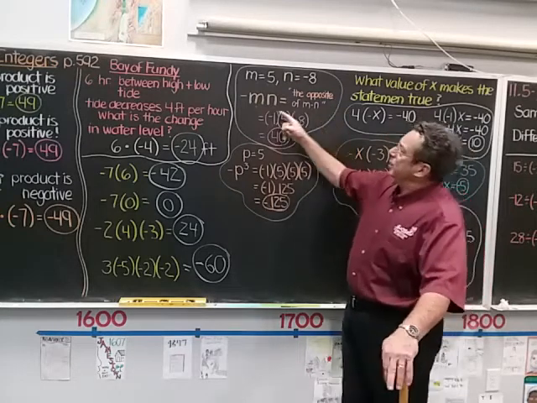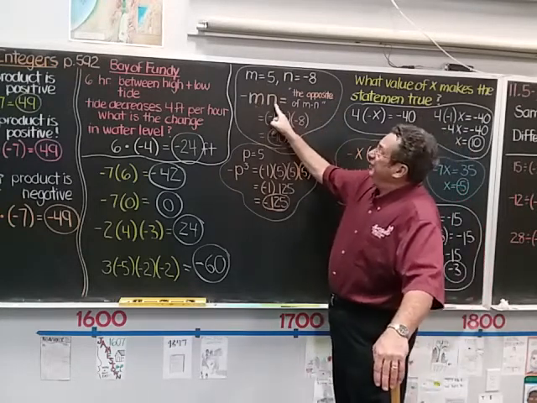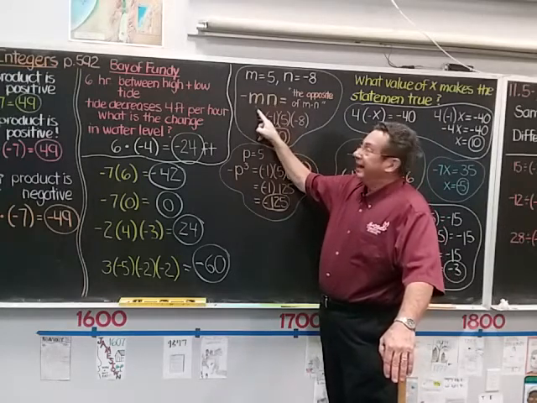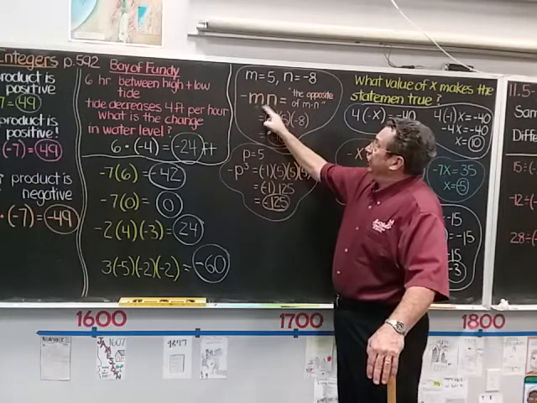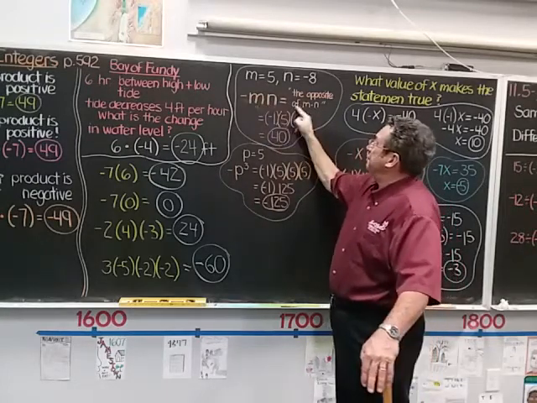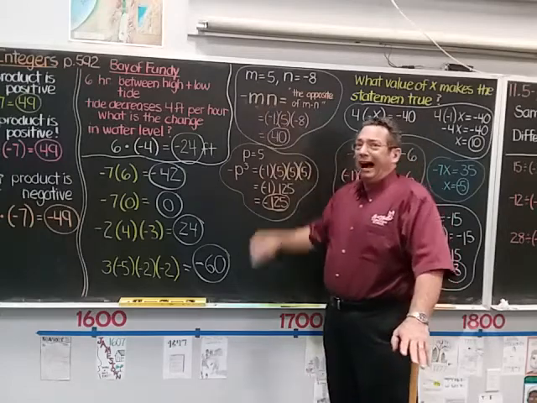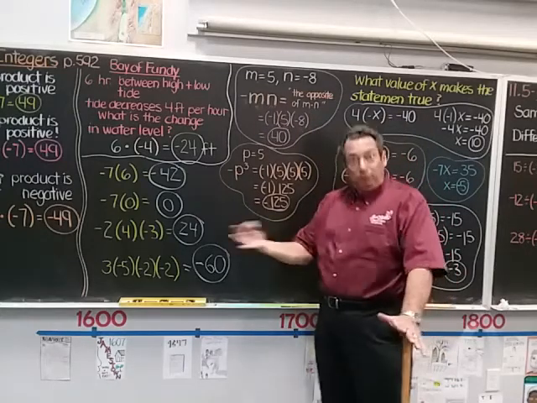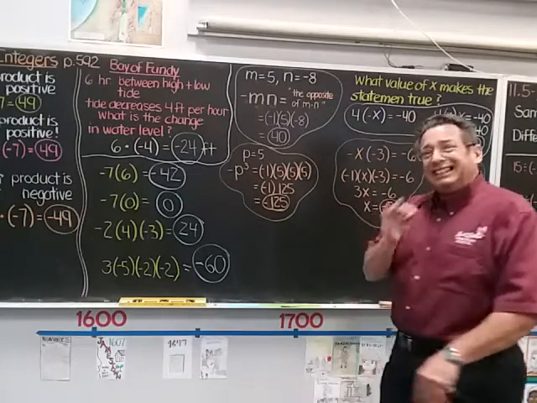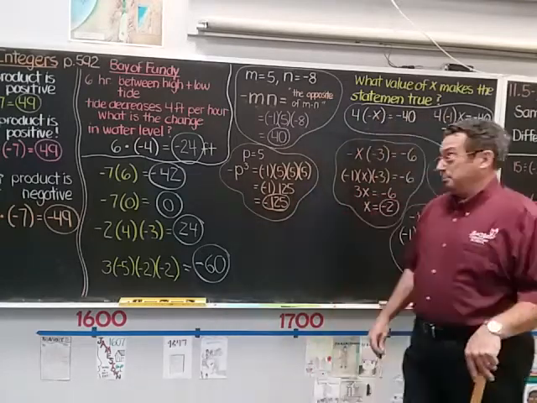So let's try it this way. If I multiply 5 times negative 8, I get negative 40, right? Because one's a positive, one's a negative, so I'm going to get a negative. What's the opposite of negative 40? Because this negative sign in front means the opposite of whatever m times n is. What's the opposite of negative 40? 40. So I come up with the same answer. All right? So that's just a little confusing. You got to watch out for that in today's practice.